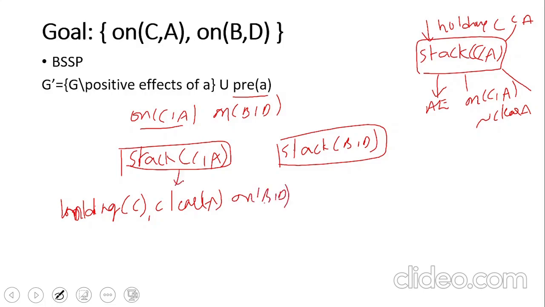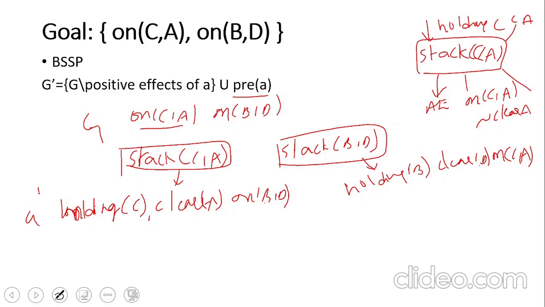If I perform this action, what I will get? Holding B and clear D on C comma A. Okay, this is G, this is G bar.